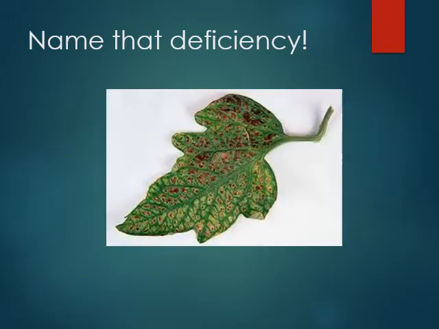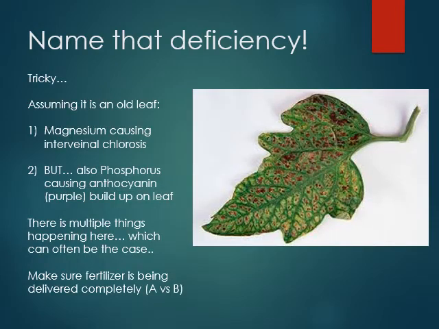What are we looking at here? The next few are kind of tricky. What do we got here? You see purpling and you see interveinal chlorosis. There's a lot going on. We know there's a magnesium deficiency because of the interveinal chlorosis. Now this is assuming it's an older leaf. If this was an exam, I'd have to make that much more clear. But we also see purpling, which means phosphorus, right? We're getting anthocyanin buildup. So there's multiple things happening.